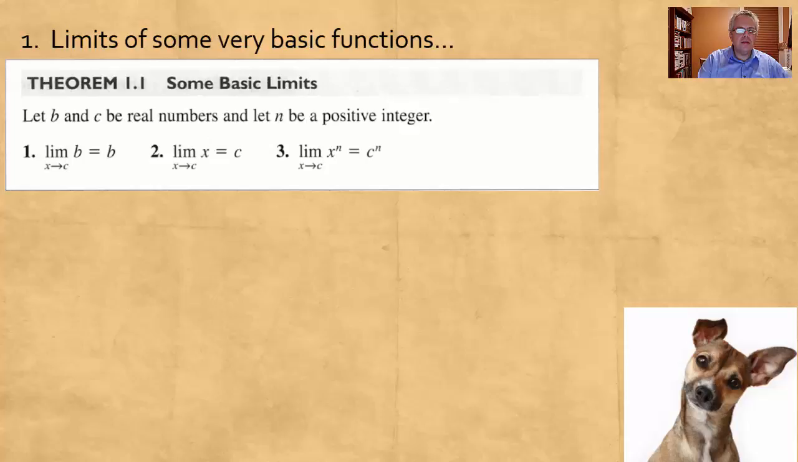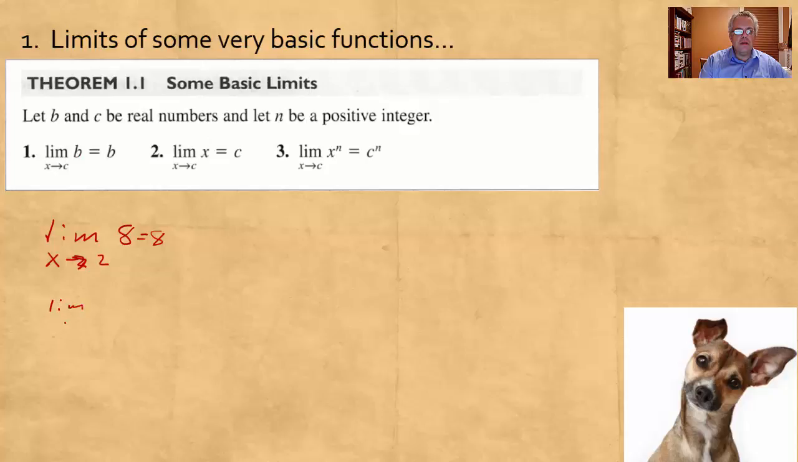This first one is saying that the limit as x approaches some number c of a constant is equal to that constant. So what does that mean? So let me make an example. So if we had the limit as x approaches 2 of, say, 8. All right, well, I have a function that is always 8. For every value of x, it's 8. So as we get closer and closer to 2, the limit is just 8. So that's what this first one is saying.